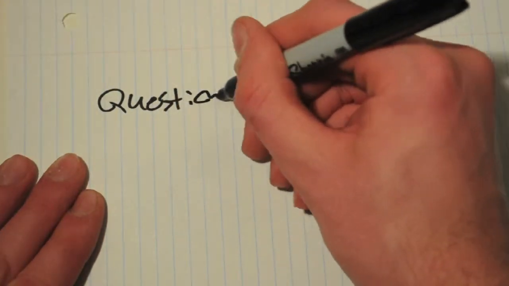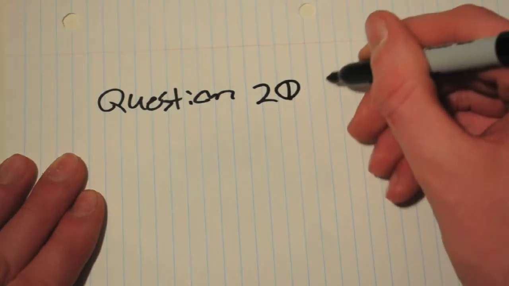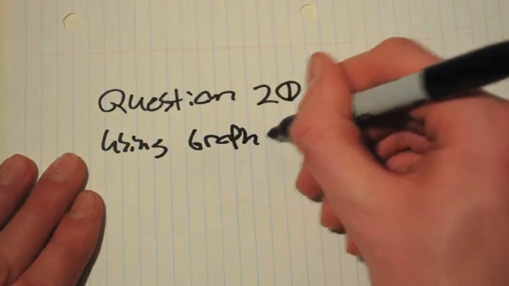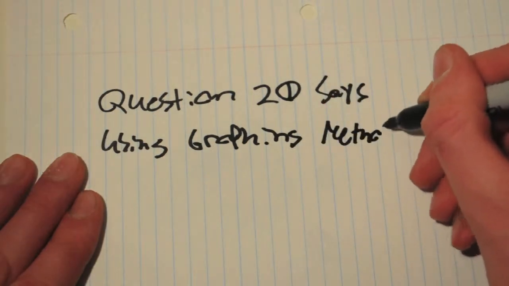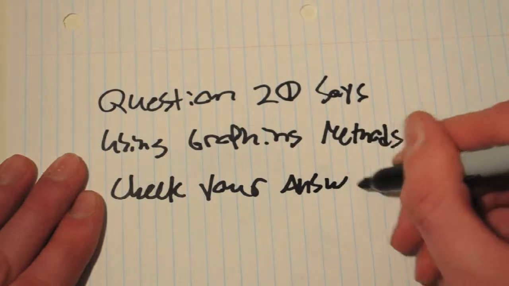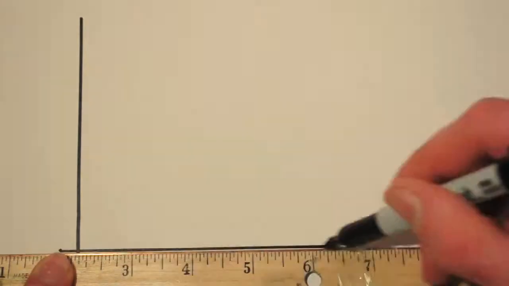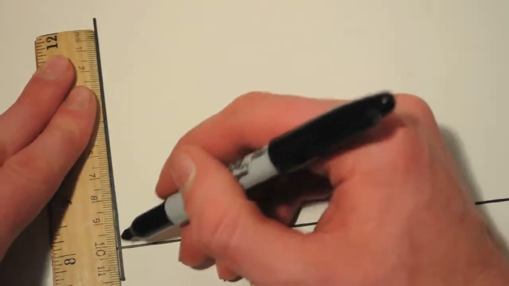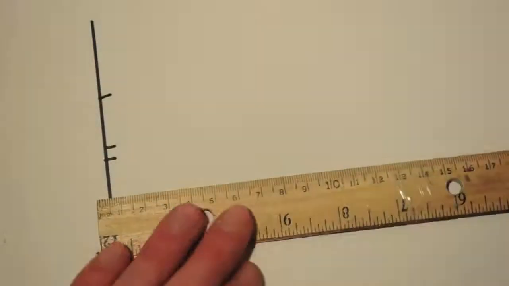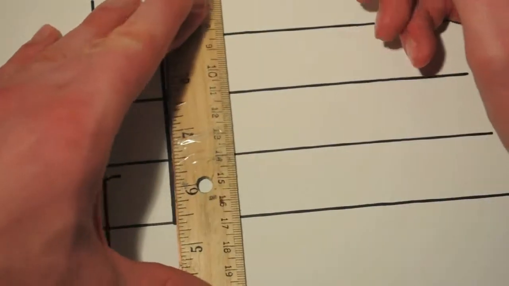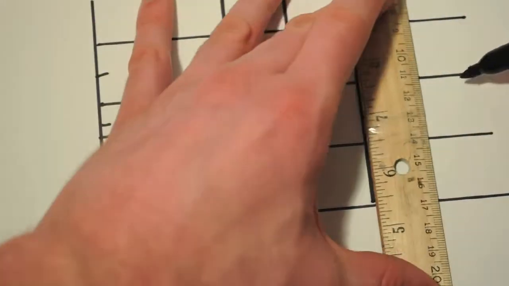Now, question 20 says, using graphing methods, check the value from question 19. So, this is drawing a graph. This originally took 5 minutes. It was a slightly long process doing this, so I've sped it up so this can be seen a little bit better.